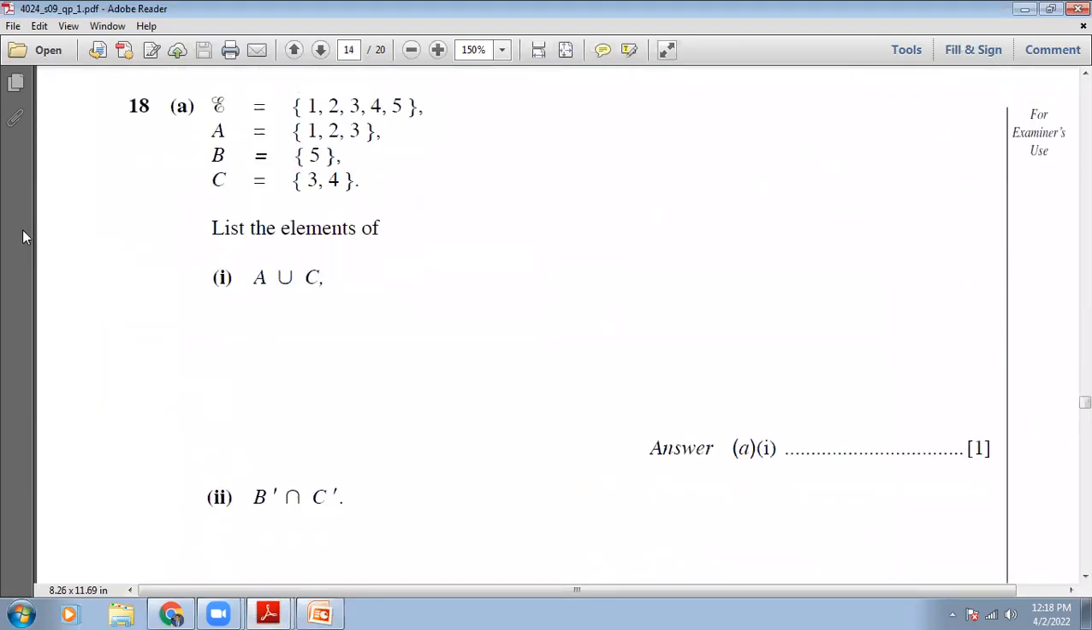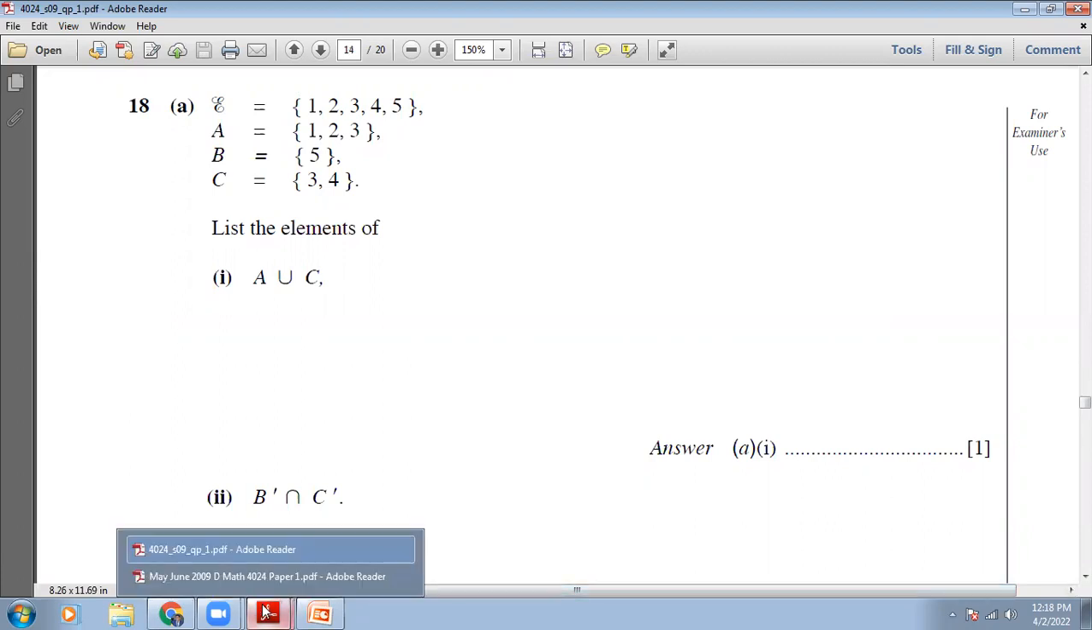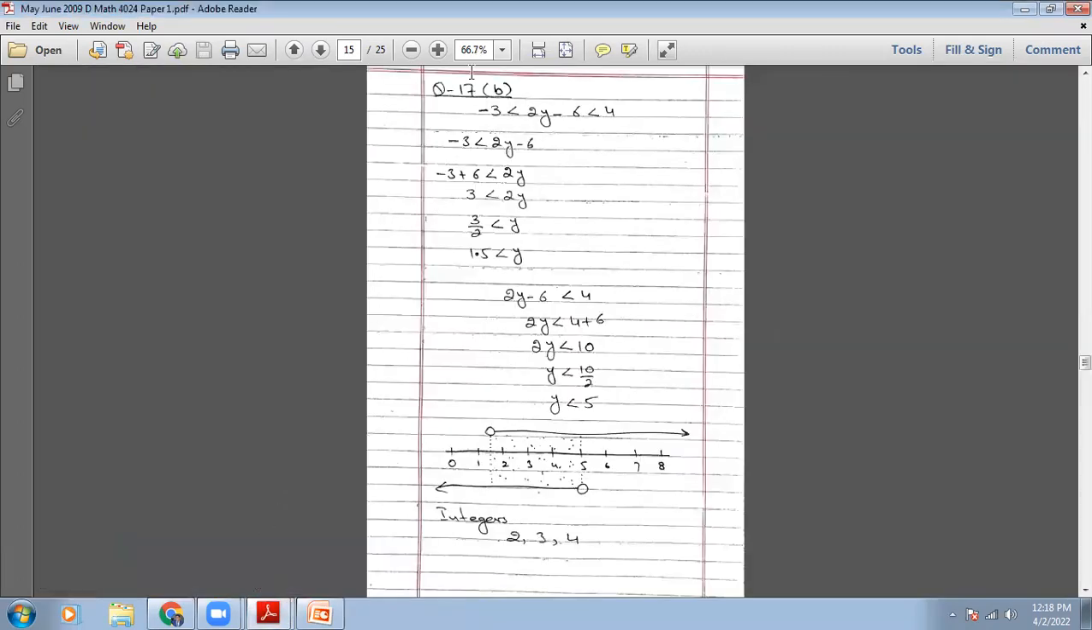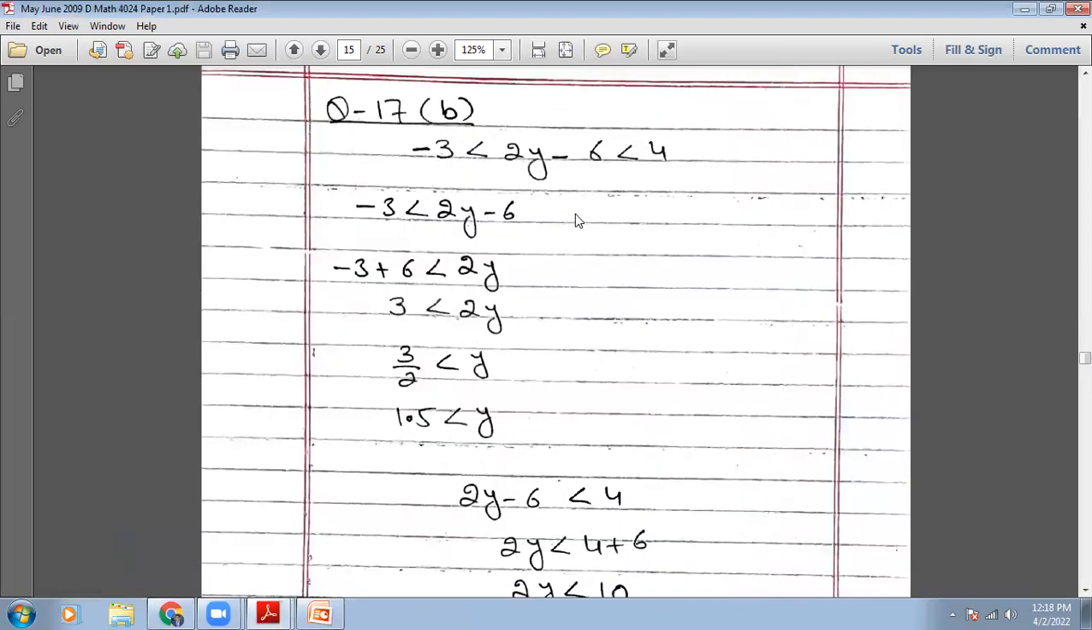Here, question number 18, a universal set is given. The universal set is 1, 2, 3, 4, 5. Set A is 1, 2, 3. Set B is 5, and set C is 3, 4. It says list the elements of A union C. A union C means that you write all the members of A and C in a single set, but you do not repeat.